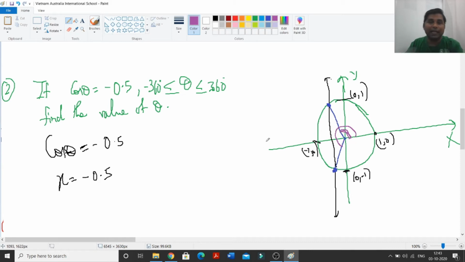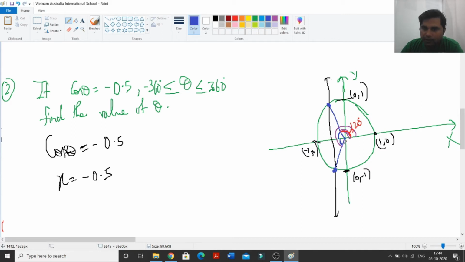Let's use the calculator to find the first value. Shift cos inverse minus 0.5, and you'll get 120 degrees. It means this first angle is 120 degrees. So if this value is 120 degrees, this lower value is 60 degrees. If this is 60, this has to be 60 as well.